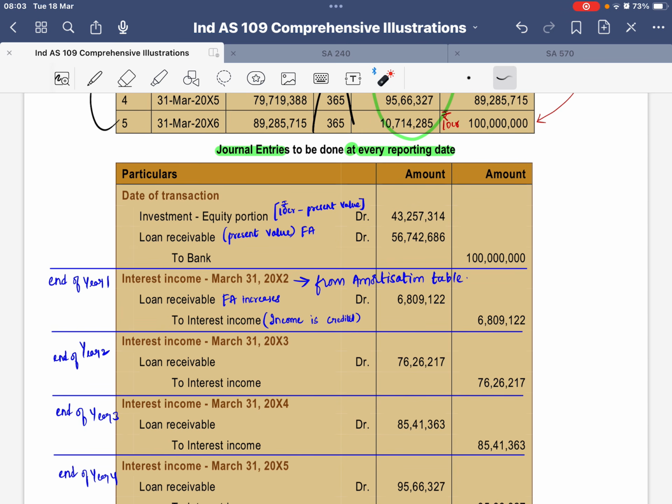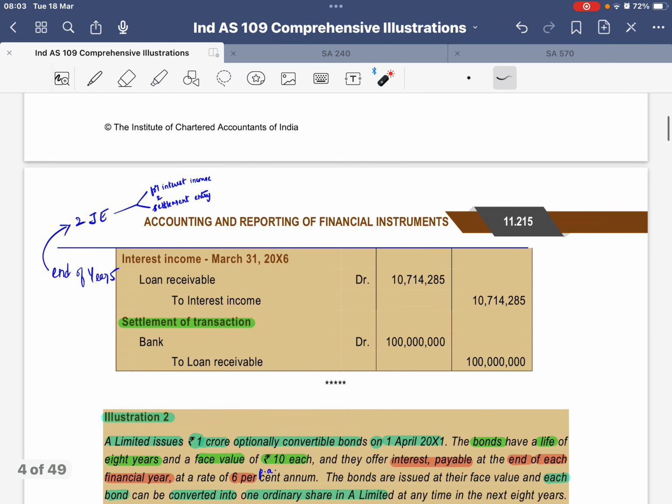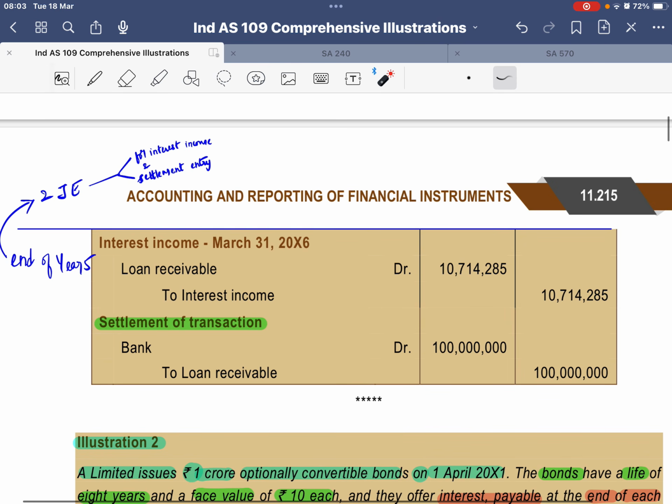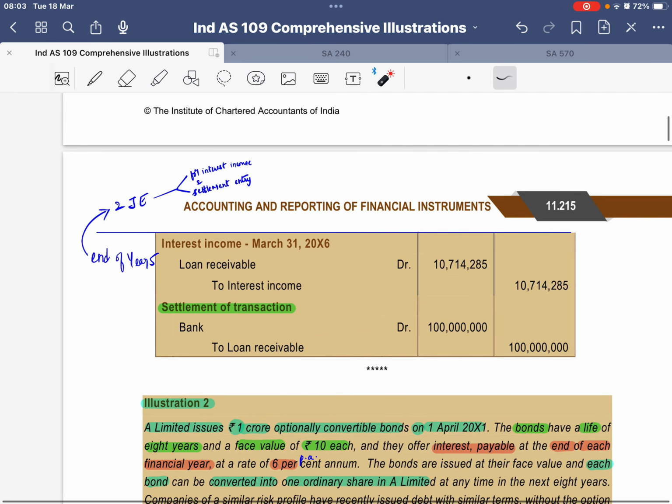The same entries are repeated for the rest of the years, for end of year 1, year 2, year 3, year 4. Now coming to end of year 5. There are 2 journal entries, one for interest income and one for settlement entry. For interest income, it is loan receivable to interest income. For settlement of transaction, bank account debit 10 crore received, to loan receivable 10 crore.